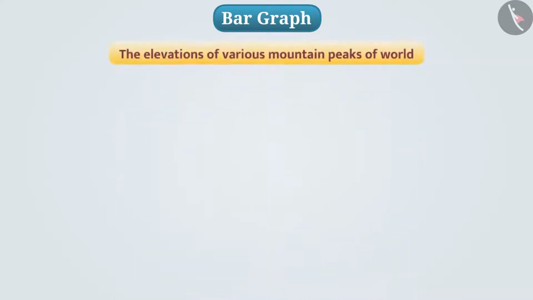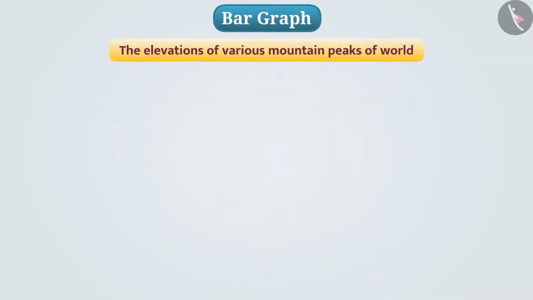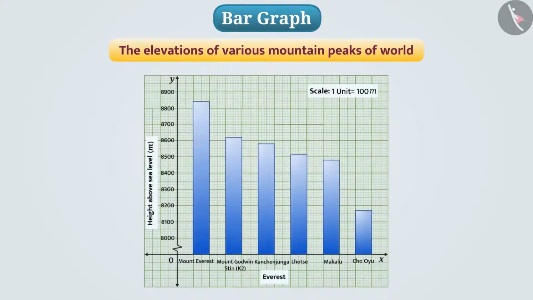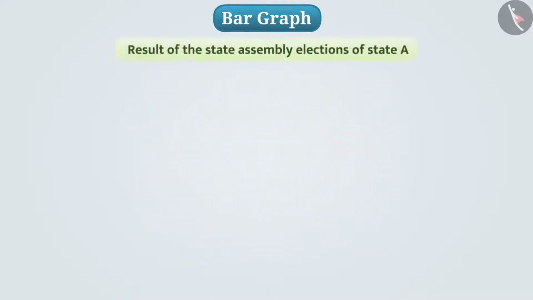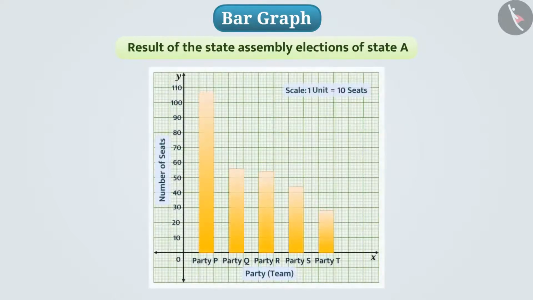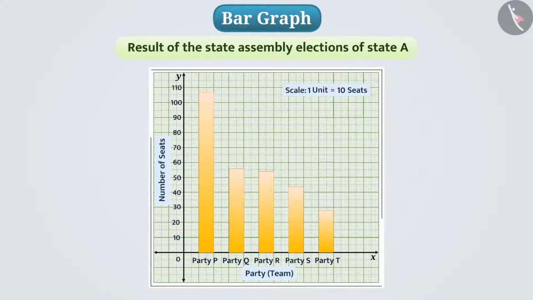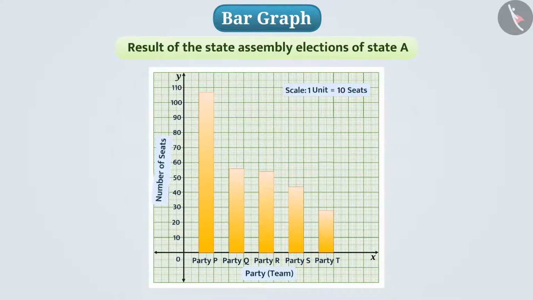The elevations of various mountain peaks of the world are shown in this bar graph, so that we can compare them. Similarly, the result of the State Assembly election of State A is shown in this bar graph. Looking at this, we can compare the seats won by different parties. Let's understand this bar graph.